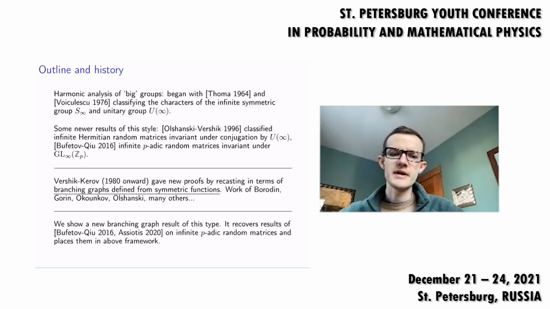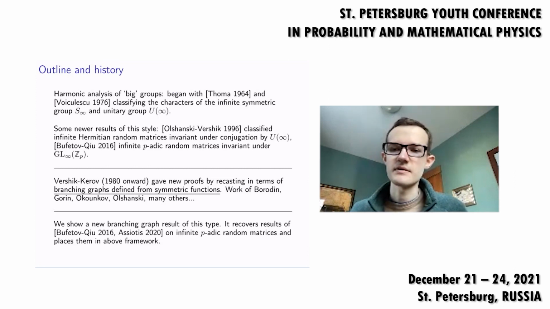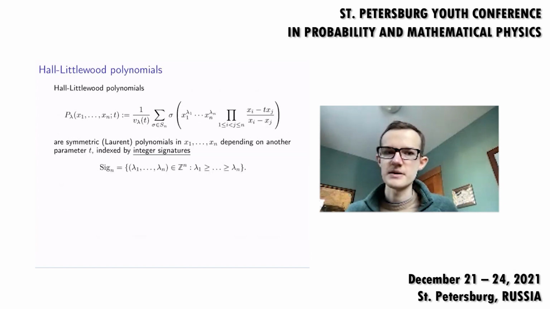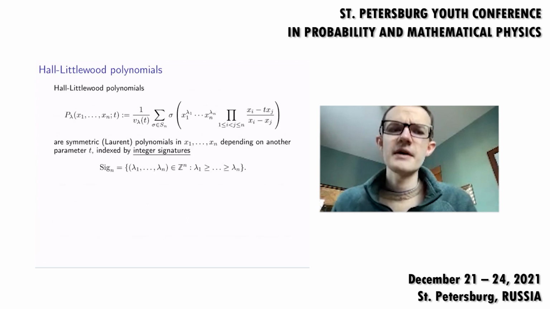So what I'm going to tell you today is a new result on a certain branching graph defined from symmetric functions, in this case, these Hall-Littlewood polynomials. And this result can sort of be translated into the setting of harmonic analysis to recover that result of Bufetov and Chu, and also newer results by Asiotis regarding infinite p-adic random matrices, and sort of clarify the connections between these results and these branching graphs defined from symmetric functions. That's what I'm going to talk about today. Let's start with some definitions.